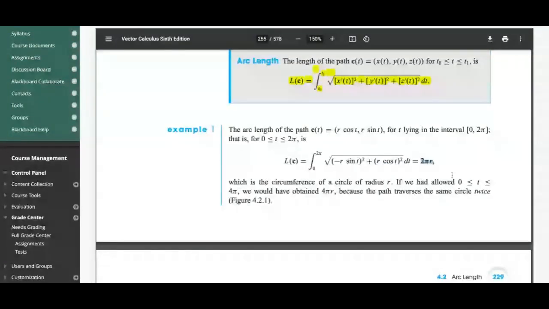In the end, we get 2 pi r, which is obvious, right? Because C of t from 0 to 2 pi is just one circle centered at the origin with radius r. So the length of the path is the circumference of this circle with radius r.